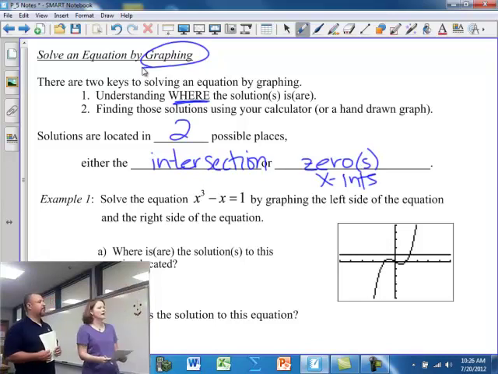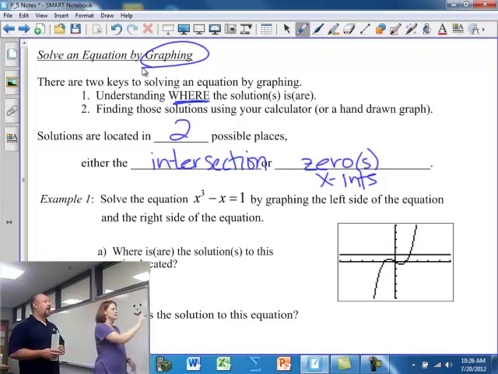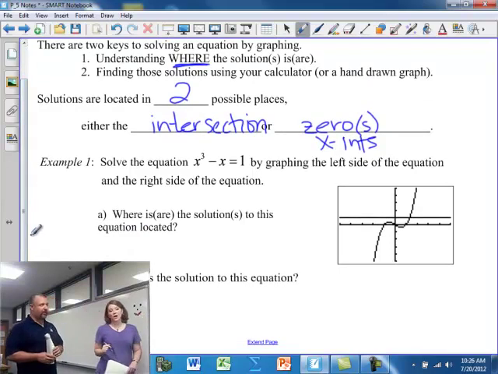Now, we are assuming that you already know how to use a graphing calculator because this is pre-calculus. And again, if you don't, you're going to come and get help. All right, so first question.